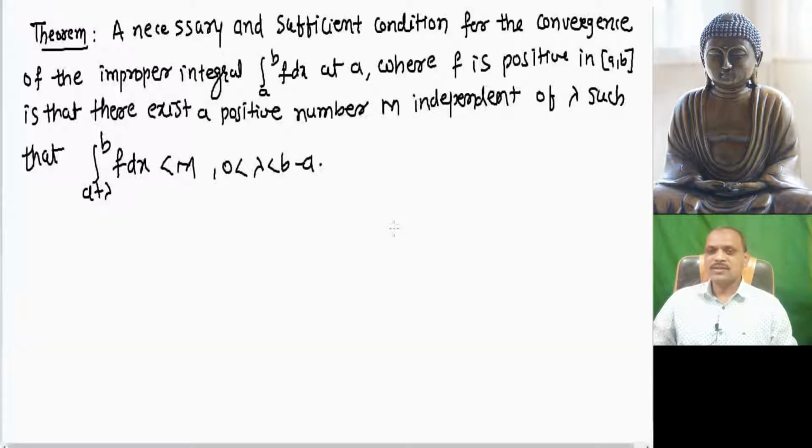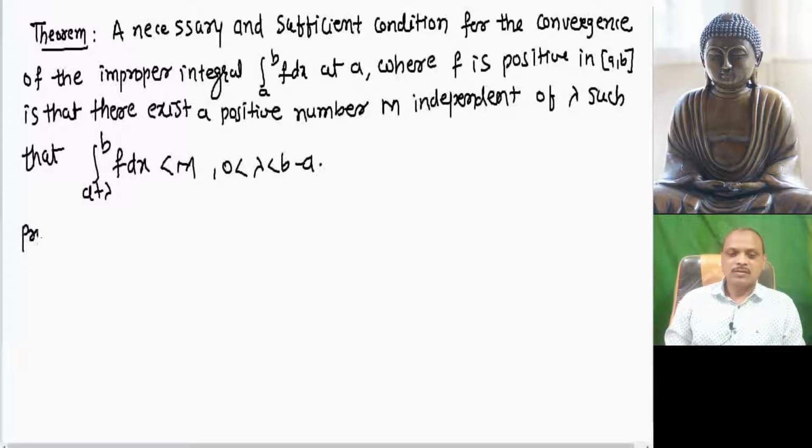This is the first theorem. Now we prove this theorem. It is given that f is positive in the closed interval [a, b].